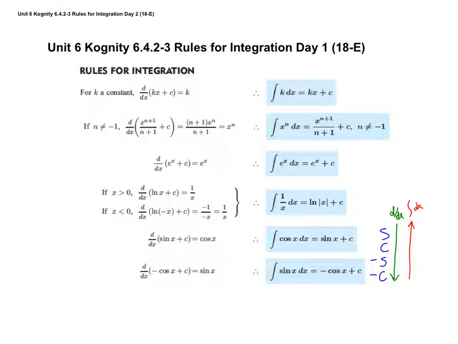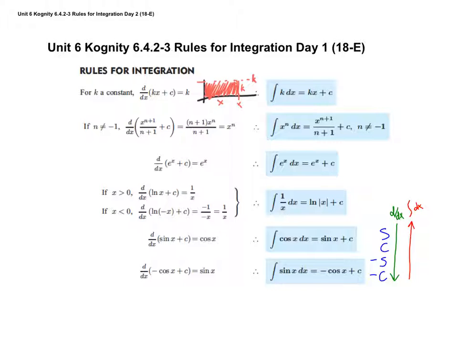Okay, so here we have our rules for integration. If k is a constant, then we have kx, and like I said before, really what we're doing here is finding area under a curve. So if this is our k, and we want the area from, let's say, 0 to x, we're just getting the area of a rectangle. And that rectangle has a base of x and a height of k, so it's k times x.